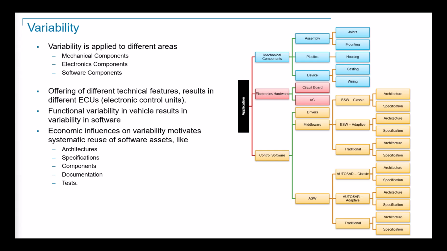Variability is applied to different areas. It can be mechanical components, electronics components, software components. Offering of different technical features results in different ECUs. Functional variability in a vehicle results in variability in software. Economic influences on variability motivate systematic reuse of software assets like architecture, specification, components, documentation, tests, and many more.